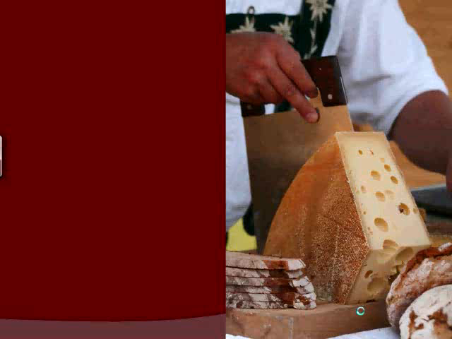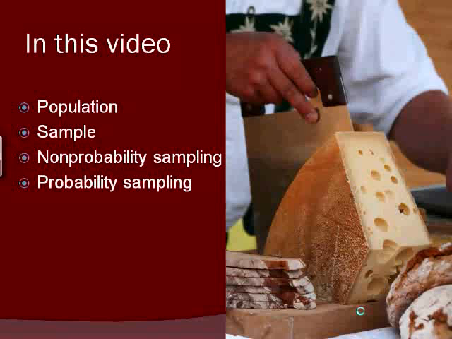So today we will talk about sampling in communication research, and that involves in most cases sampling people, although sometimes we can sample objects or messages. And specifically we will talk about what a population is, what a sample is, and then we will discuss the non-probability sampling methods and the probability sampling methods. So let's start with defining a population.